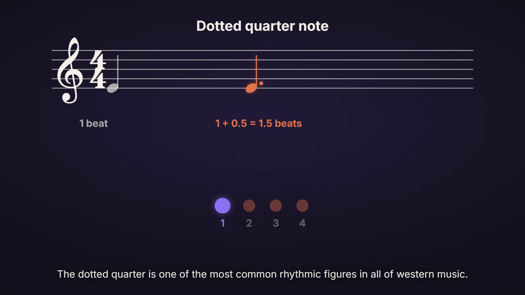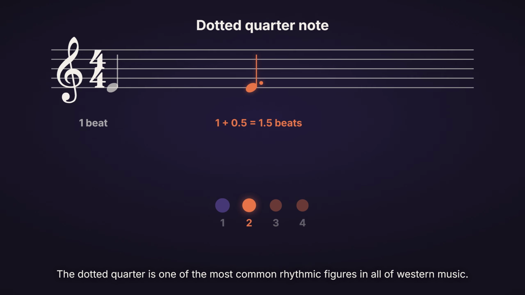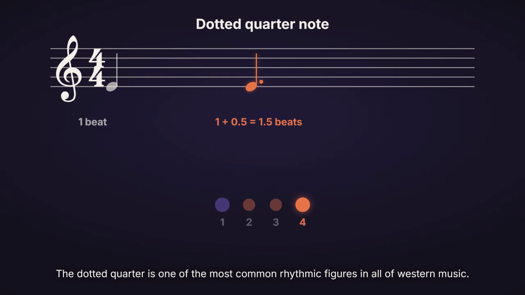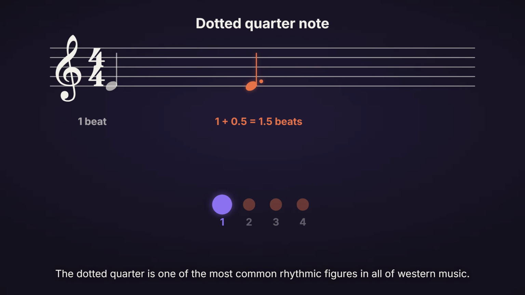The dotted quarter is one of the most common rhythmic figures in all of Western music, from folk songs to orchestral scores. You will find it in lullabies, in marches, in blues, and in jazz. Once you can feel the 1.5 beat duration against a steady pulse, you will recognize it instantly wherever it appears.